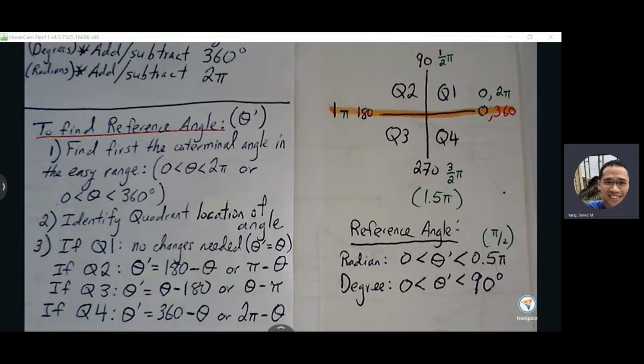And then finally, if you're in the fourth quadrant, you've got to subtract from a value that's larger than what you have in the fourth quadrant. So you've got to subtract from 360 or 2 pi.